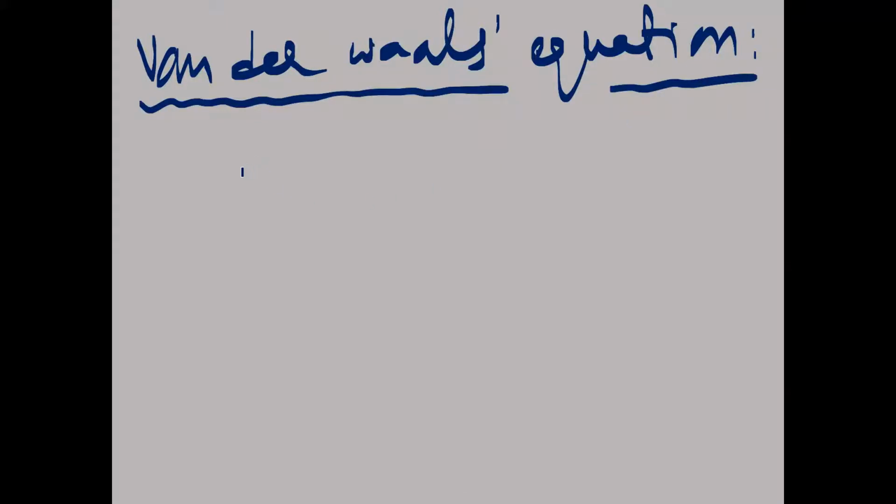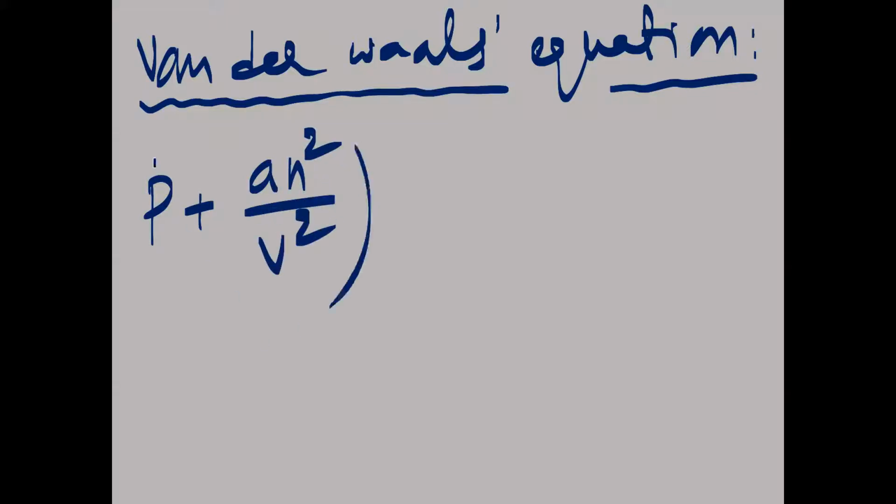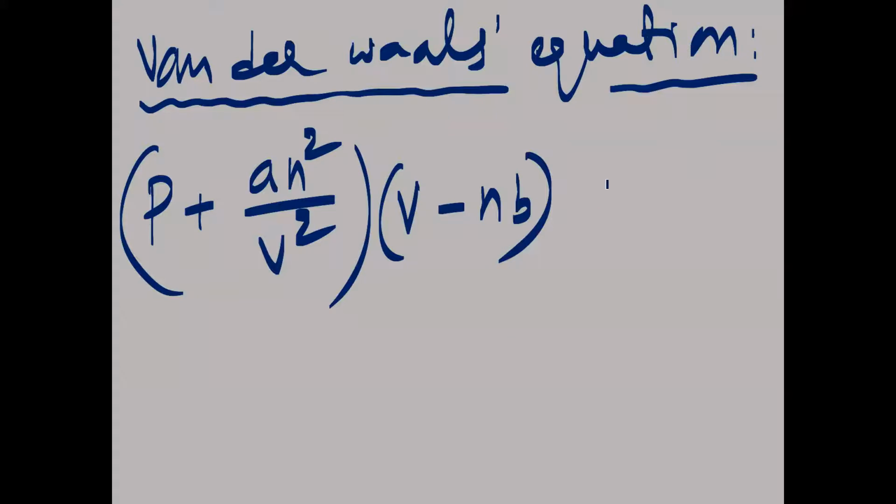So first of all, what is the van der Waals equation? It is given by (P + an²/V²)(V - nb) = nRT. This is the van der Waals equation for real gases.